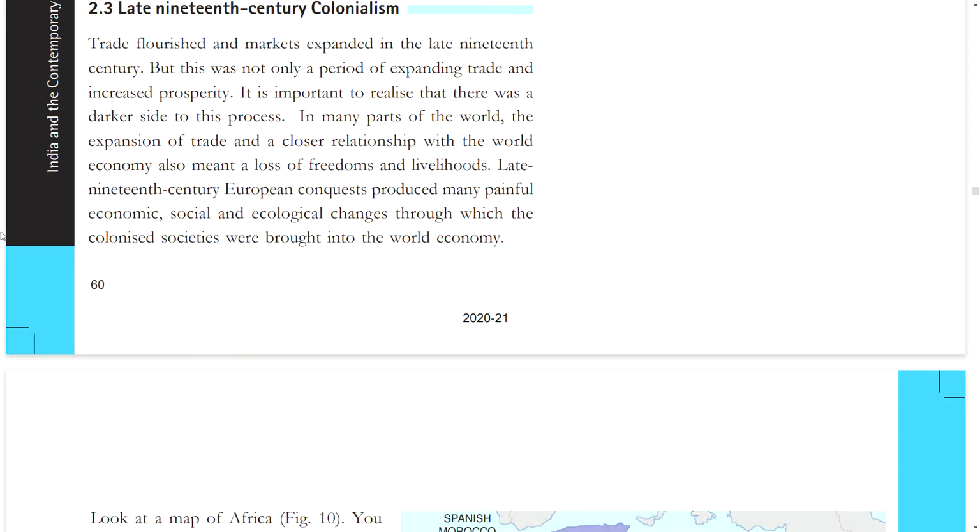Late 19th century colonialism. Trade flourished and markets expanded in the late 19th century. But this was not only a period of expanding trade and increased prosperity. It is important to realize that there was a darker side to these processes. In many parts of the world, the expansion of trade and closer relationships with the world economy also meant loss of freedoms and livelihoods. Late 19th century European conquest produced many painful economic, social, and ecological changes through which the colonized societies were brought into the world economy.